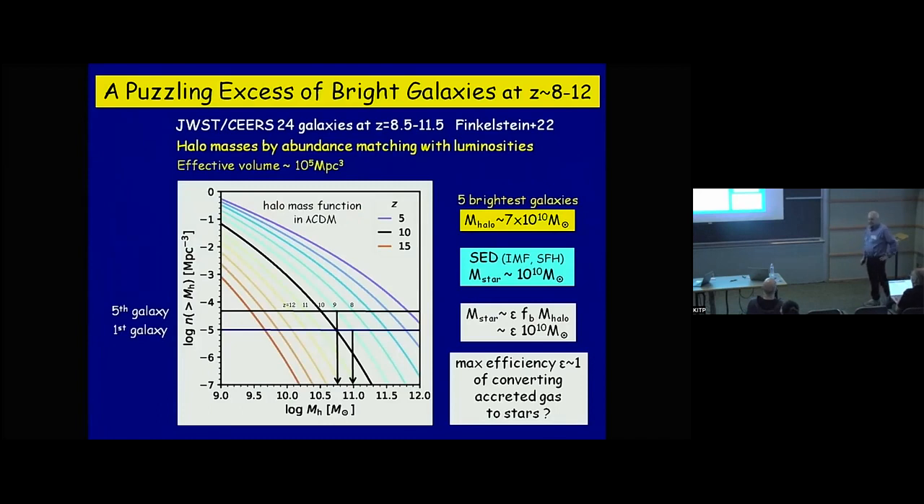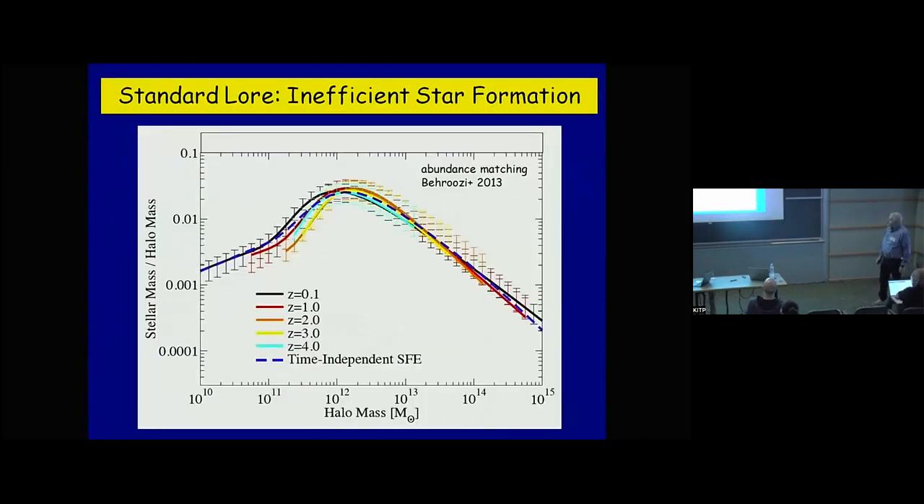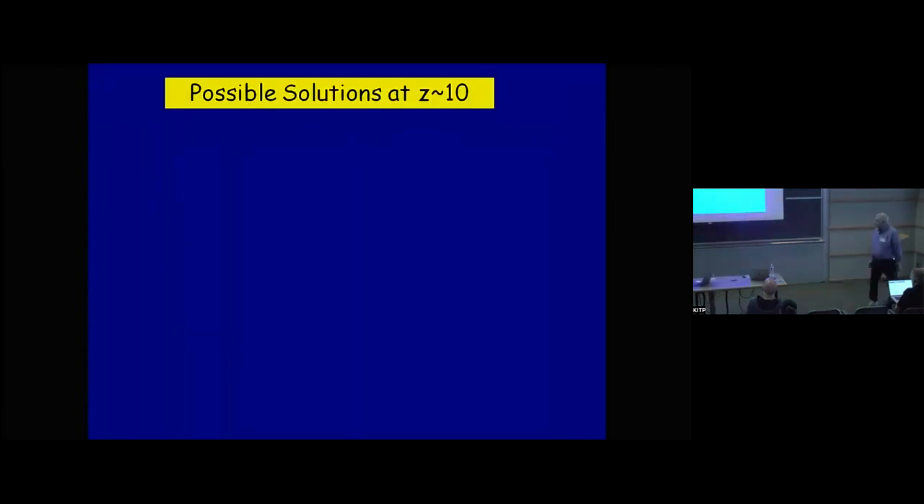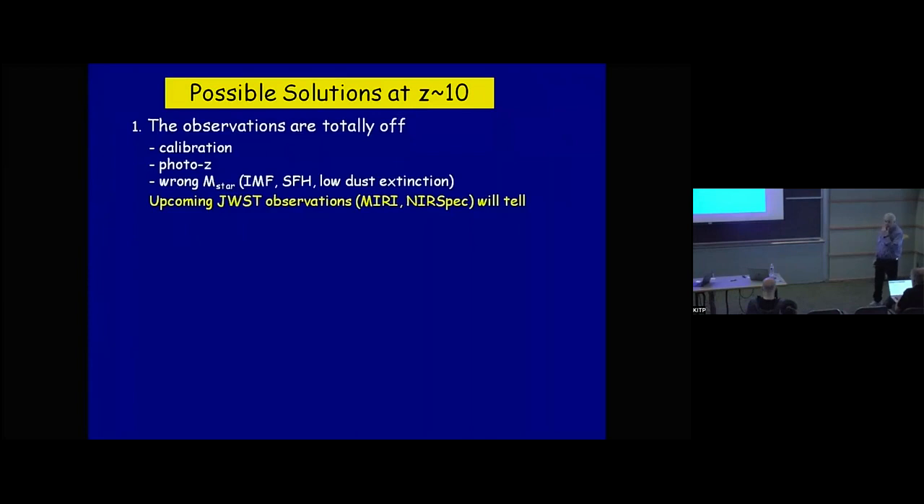And that's a puzzle, because as we all know, at lower redshift, even redshift 4 or maybe even higher, we have an efficiency of about 10%, and lower if you're talking about lower masses. So something is very different about these galaxies at high redshift. Now, there are certain possible solutions. One of them is that the observations are totally off, and this will come in with upcoming more observations that are coming in very quickly.